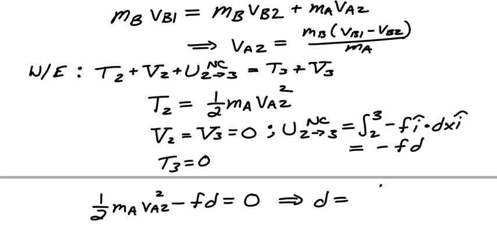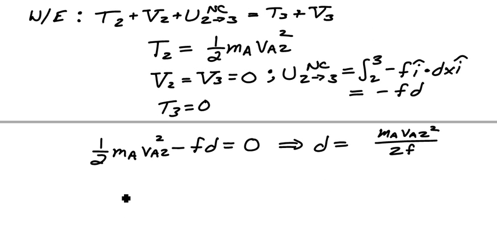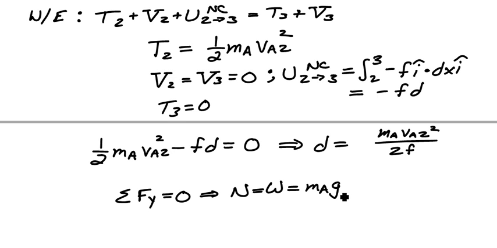d equals ma times va2 squared divided by 2 times F. So I need to find my friction force. I'll start by summing forces in the y direction on the block, noting this is static. So N equals the weight of the block, which equals ma times g. Then F equals mu k times N, which is mu k times ma times g.